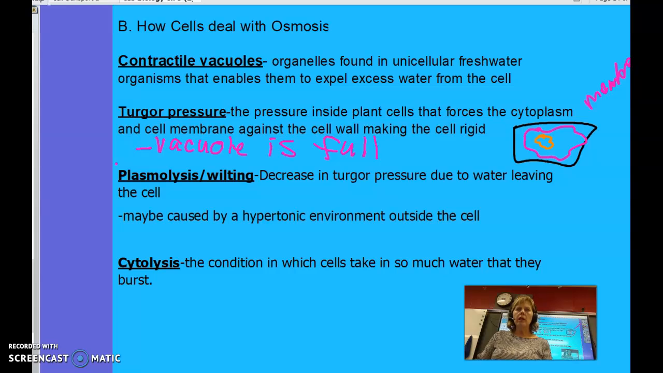So that's really it for passive transport, or transport through the cell membrane that does not require energy. I think active transport I'm going to save for another day. Maybe we'll do that on Monday.